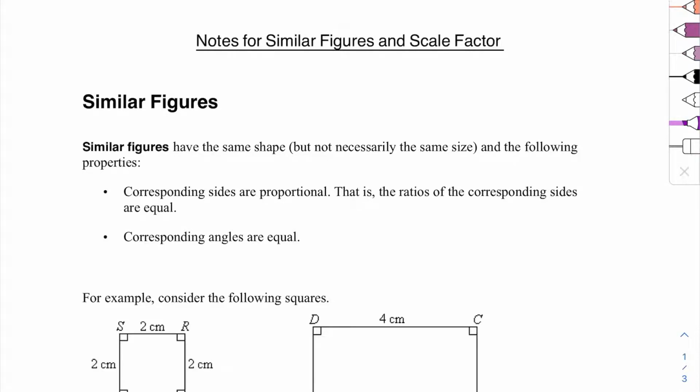The second property that they have to have is corresponding angles are equal. Corresponding angles are in the same position, so from one shape to the other, angles that are in the same position should stay equal.